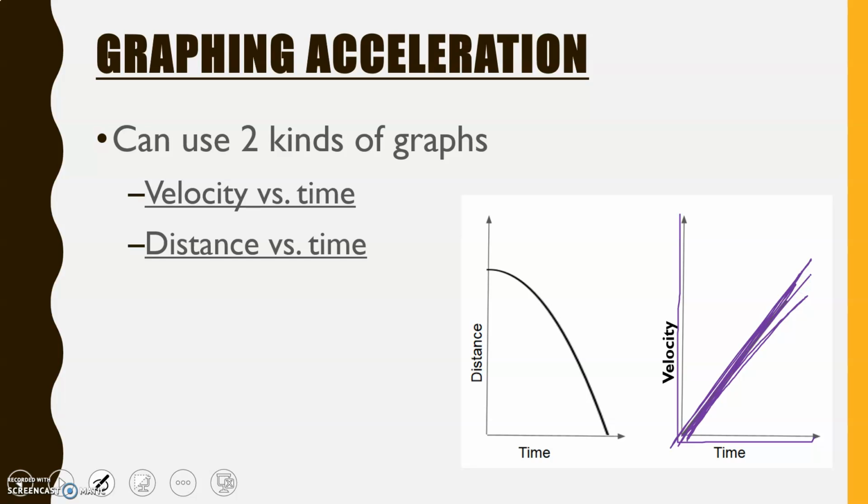Our other type of graph is our distance versus time graph. On our distance versus time graph, acceleration is always going to be represented by some sort of curved line. It could curve this way, it could curve this way, but no matter what, it is a curved line that represents acceleration.